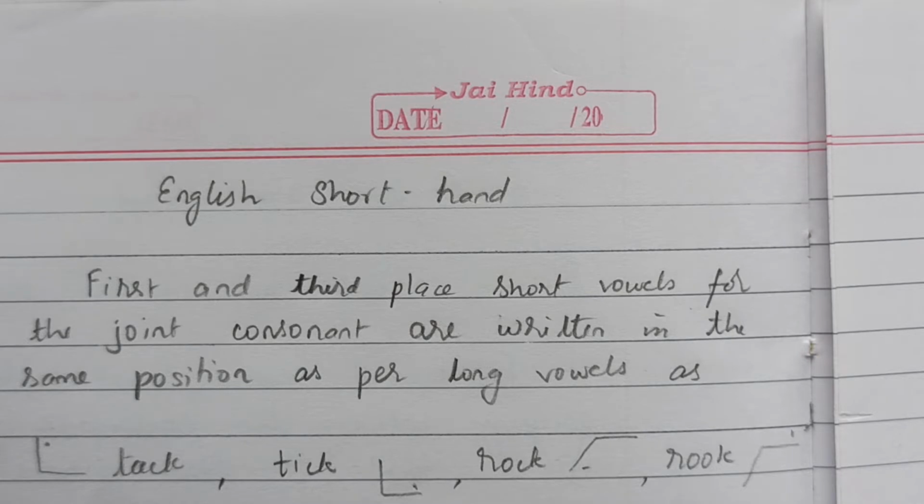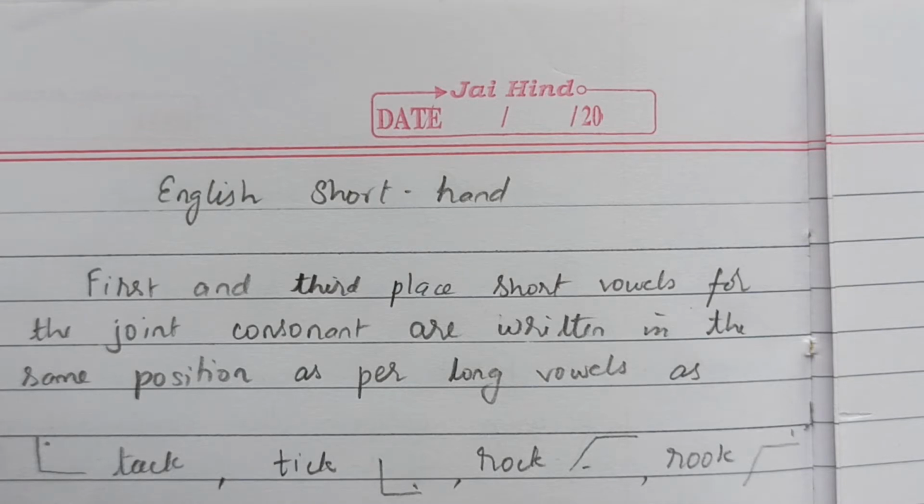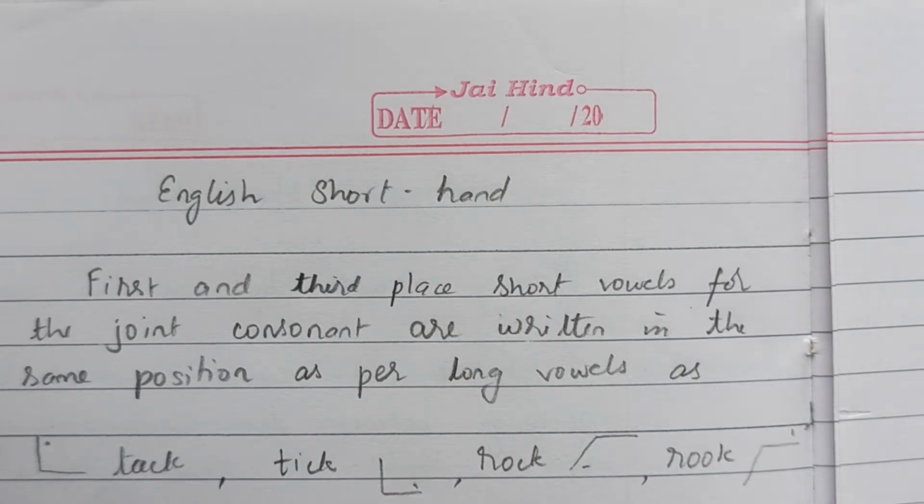In our previous class, we learned about vowels, both long and short vowels, and the place of writing the vowels and the consonant for the first, second, and third place for long vowels. And we also studied short vowels, which are represented by light dots and light dashes. In today's class, we'll go deeply into short vowels.